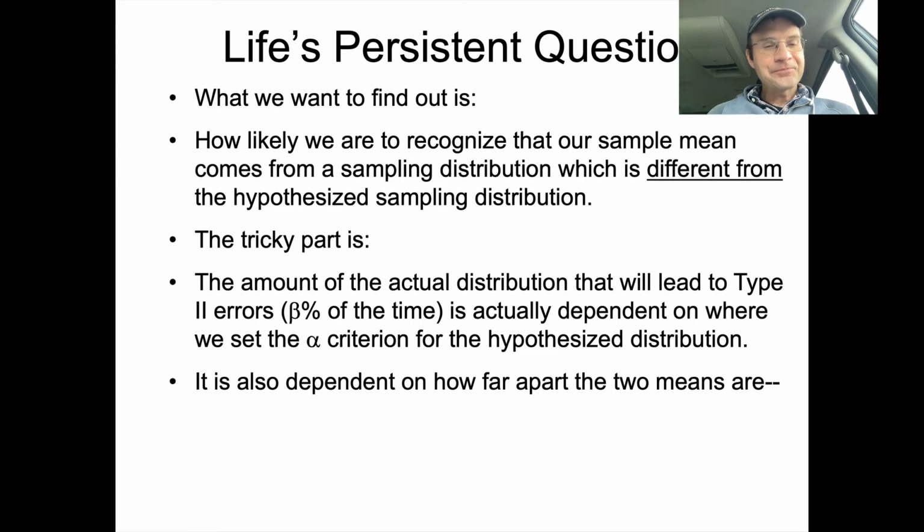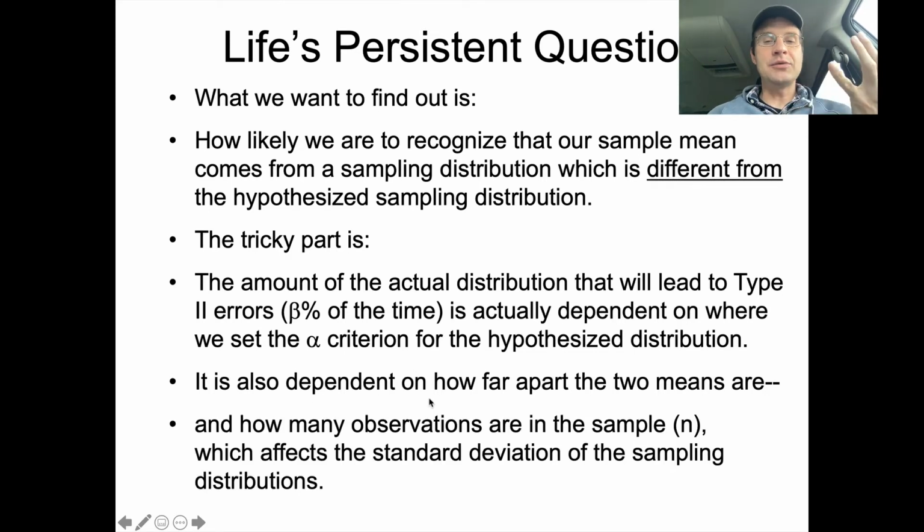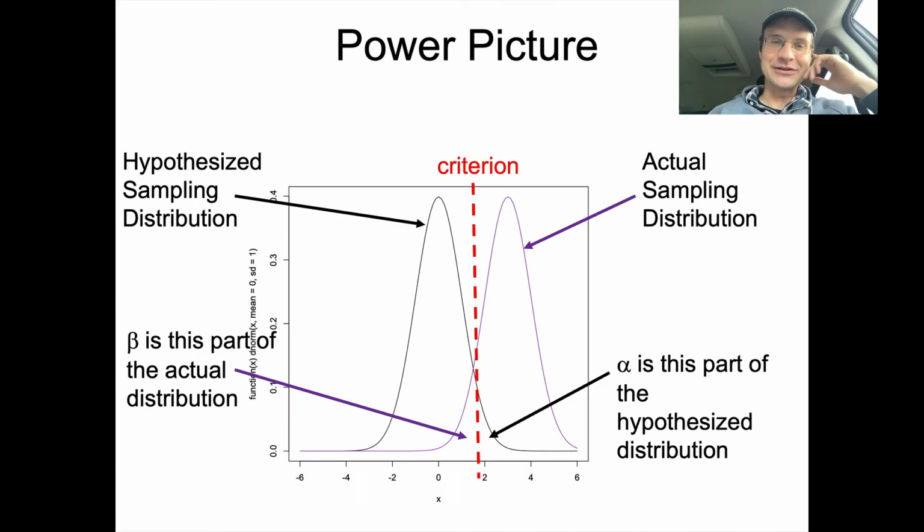Anyways, so it depends. Answering this question depends on where we put that hypothesized mean, and it also depends on how far apart the two means are in reality. Another thing it depends on is how many observations are in the sample, the n number that I talked about before, which is going to affect the standard deviation of the sampling distributions. So I want to walk through what effects these things can have on our power analysis, again, by asking you a few questions, which I hope you at least try to answer in your mind before you find out what I think the answer is as I walk through these slides.